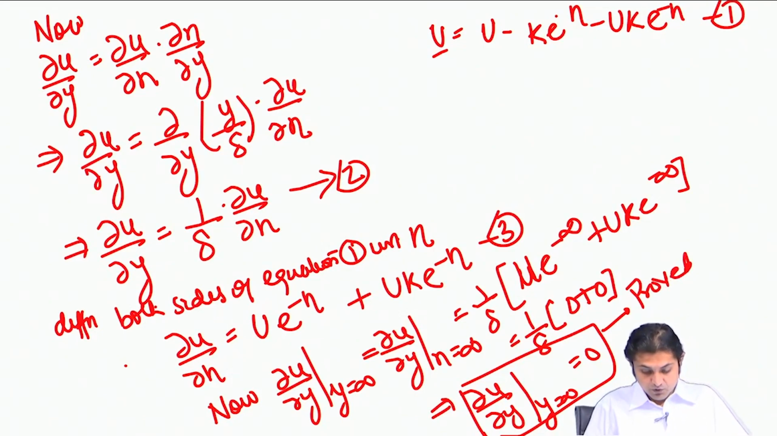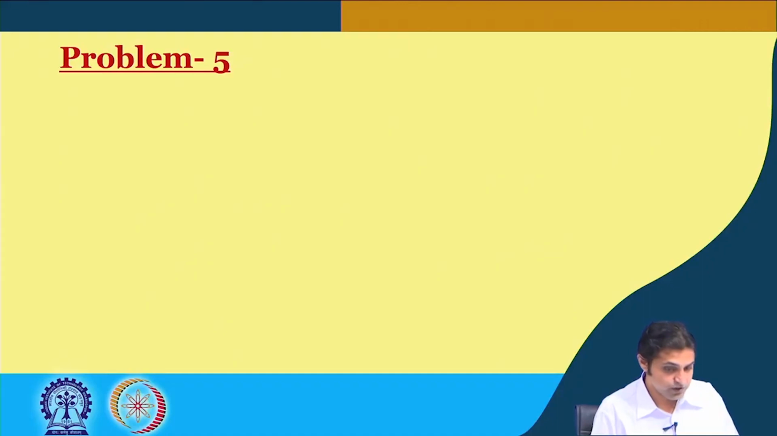There is one more part left, for del square u by del y square, but I will leave it up to you to prove it. Try yourself at home using this maths that we have seen. So, this concludes the problem for today, and we will start with another problem, problem number 5, when we resume next. Thank you so much.